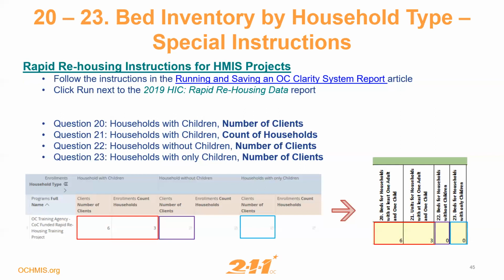And then for question 23, beds for households with only children, you'll be using the households with only children number of clients number on the report. So if you look on the report in the blue box, there's another strike through so that means that there are 0 of these types of clients housed on that night. So you will report 0 on question 23, if you see that on the blue box. So that's the end for the calculation process change. So now we're going to just continue on with the questions on the HIC Answer Form.